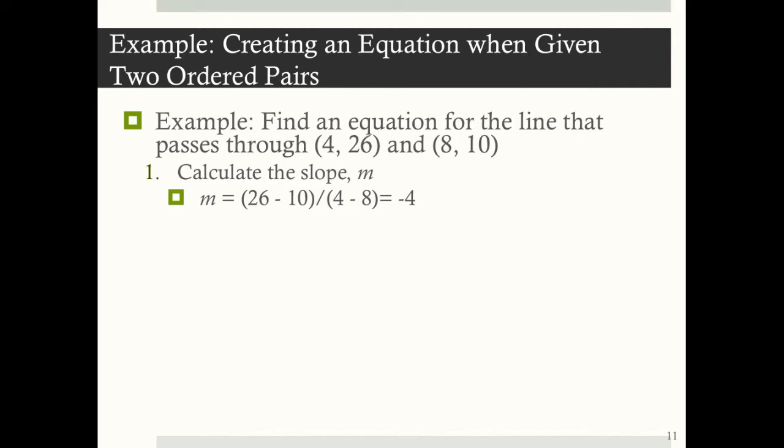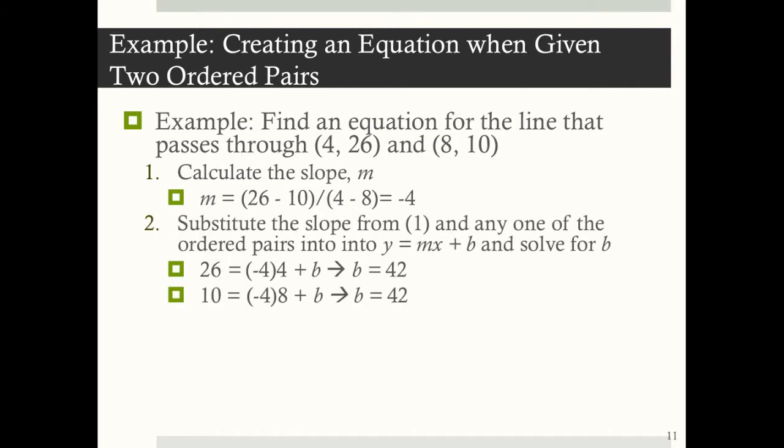Now you could have done 10 minus 26 divided by 8 minus 4, and you would still get negative 4. Now we substitute the slope that we calculated, this negative 4, and any one of the ordered pairs, either (4, 26) or (8, 10), into y equals mx plus b, and we solve for b. So I've shown a scenario where we've used both ordered pairs.